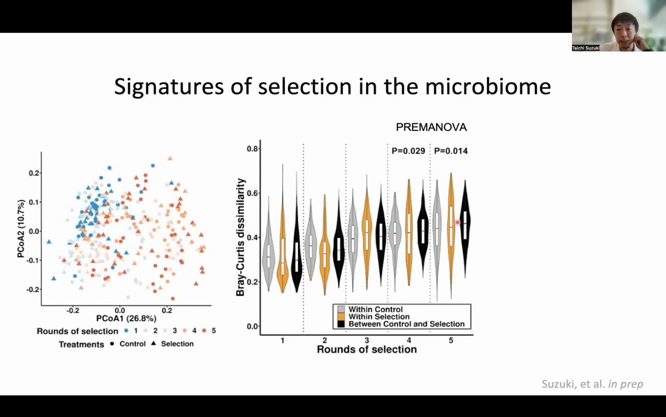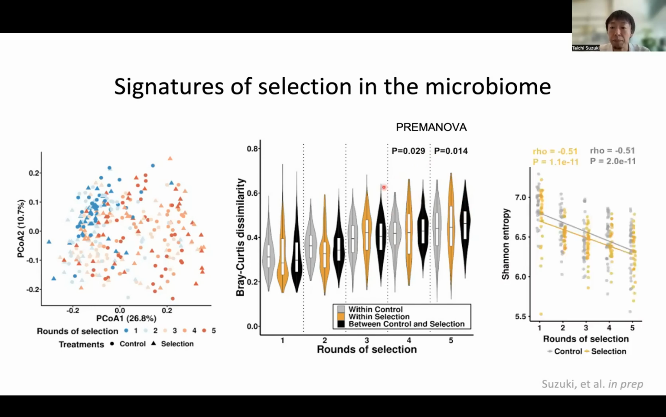So overall, you can see the increase in dissimilarity over time, which makes sense, as the microbiome communities are diverging stochastically over time. But the rate is faster. If you look at these black bars, the rate of divergence is faster between control and selection lines compared to within lines. So again, this is evidence of selection on the microbiome, which parallels the shift in host traits. And this is partly driven by the loss of microbial taxa over time.